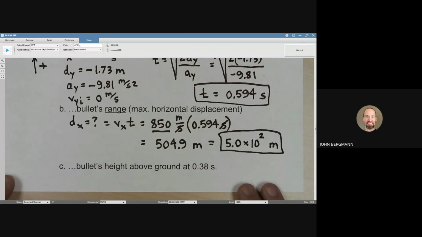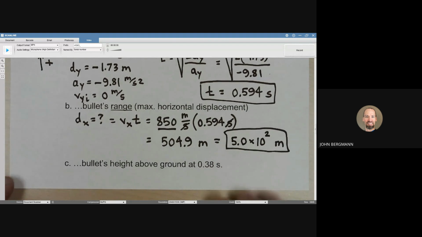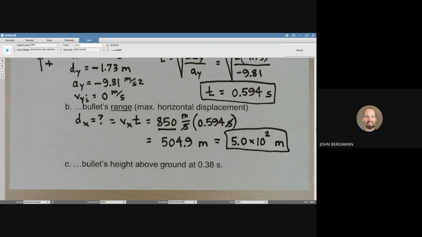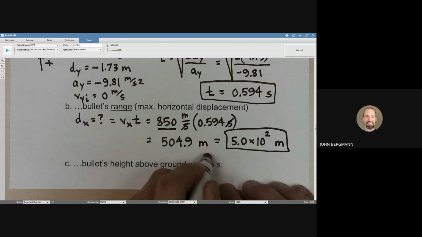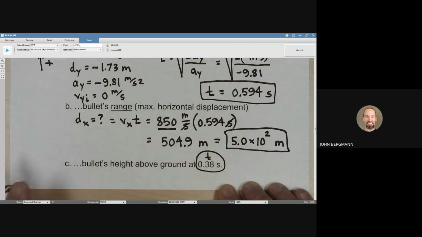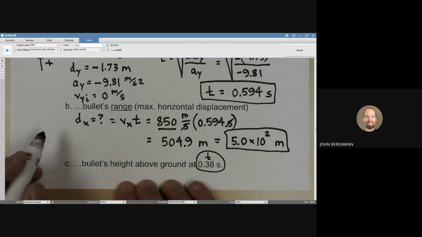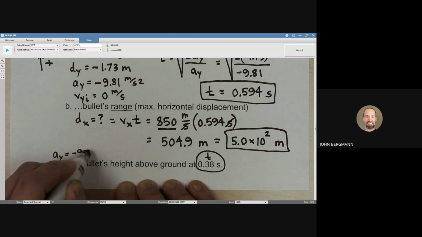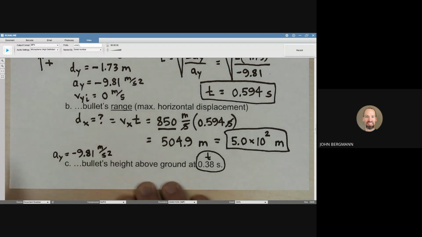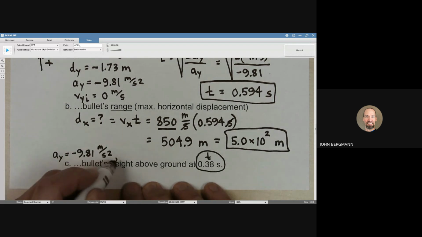Let's now find the bullet's height above the ground at 0.38 seconds. Now we know what the time is, 0.38 seconds. It's no longer 0.594 seconds. We also know what ay is. ay is negative 9.81 meters per second squared. We know what Vy initial is. It's 0.